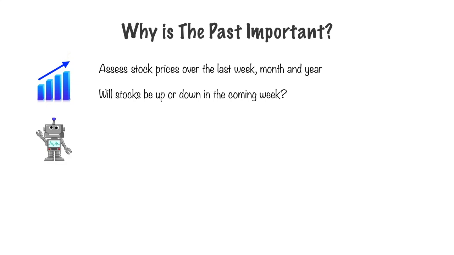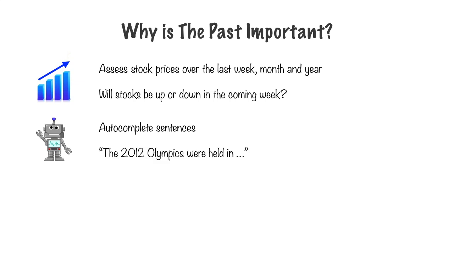Time series data or sequences are also important when you want to perform actions such as autocomplete sentences. Let's say you had a sentence like, the 2012 Olympics were held in. You can imagine that each word of the sentence comes in at a different time instance. This is when the user is typing this out on, say, a Google search box or on some other website. This is time series data, and understanding the past words in a sentence is important when you want to predict the next word.